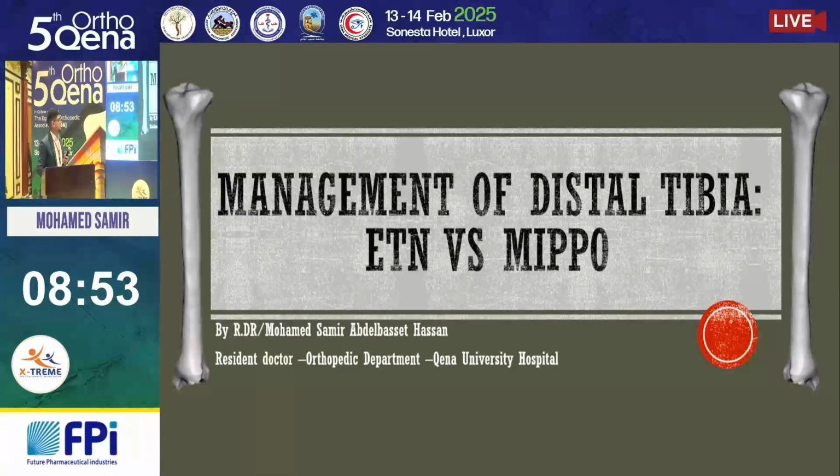We will answer the question: is there a difference between the expert tibial nail and MIPO in management of this fracture? Through a study done by our department under supervision of Dr. Said.